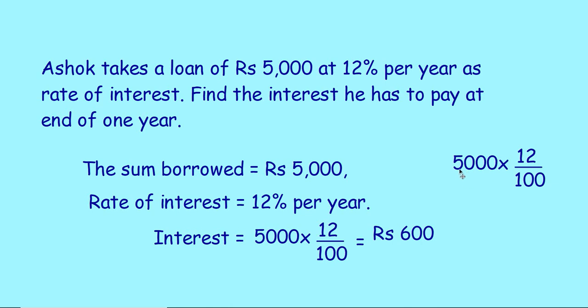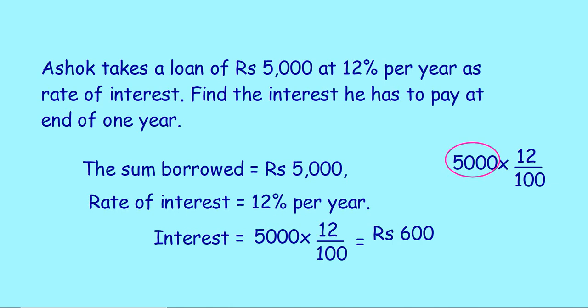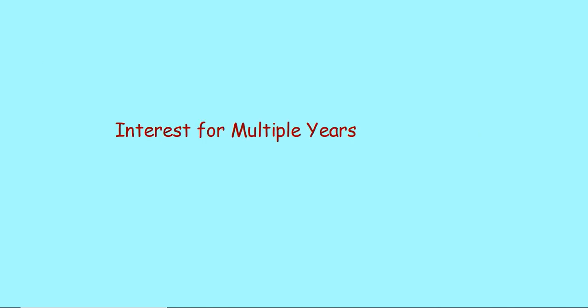Here we found interest is equal to 5,000 into 12 by 100. Actually, what is 5,000? Here, 5,000 is the principal. Principal we can denote by the letter P. Now, what is 12? It is rate of interest. That we can write as R. That is, interest we can find as I is equal to P into R divided by 100. This is the interest for 1 year.